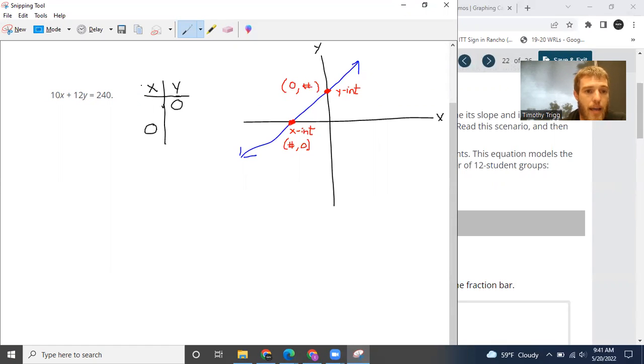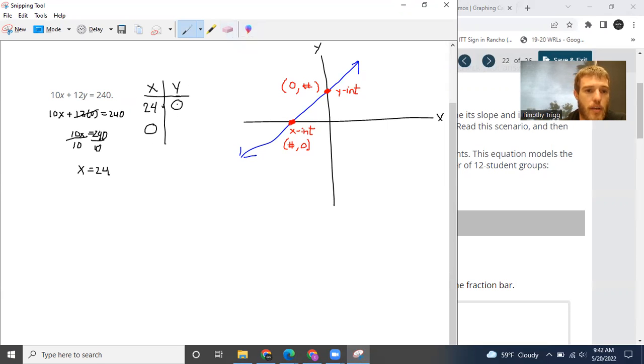So in order to find my x-intercept, I'm going to replace the y with 0. So that's going to be 10x plus 12 times 0 equals 240. Well, 12 times 0 is just 0. So what we have is 10x equals 240. Divide both sides by 10 to get x by itself, solving for x. x equals 24. So that tells me that my x-intercept is 24, comma, 0. So this line is going to cross the x-axis at 24.